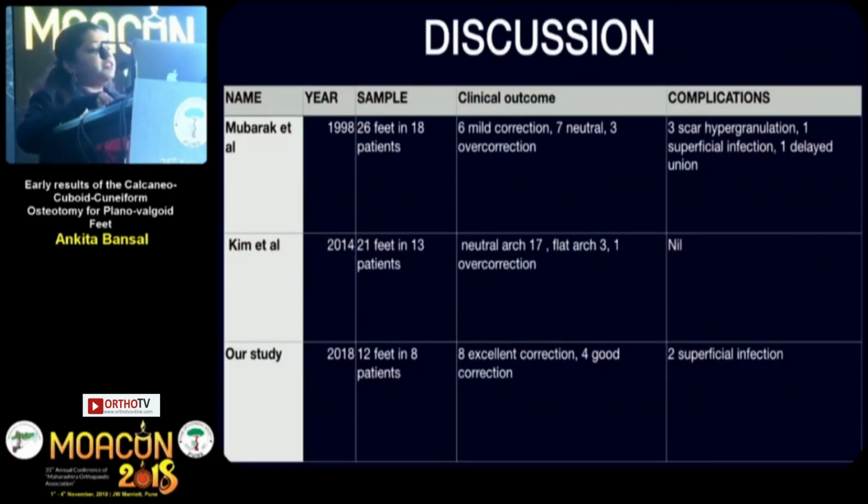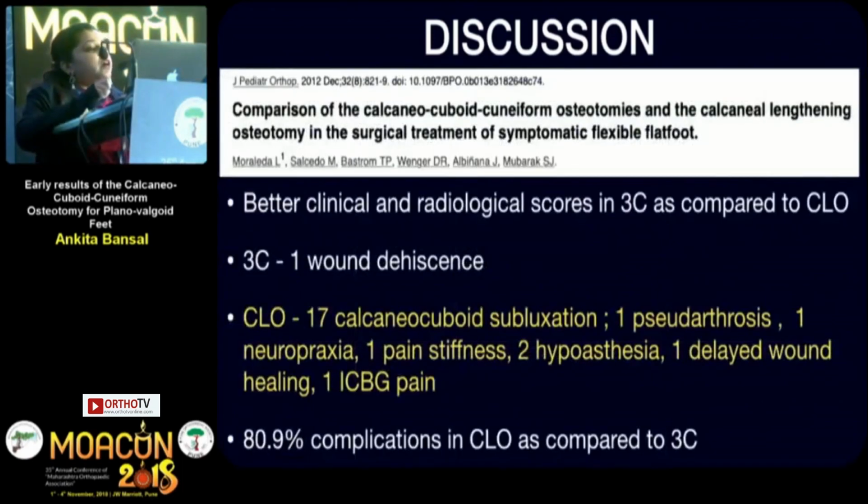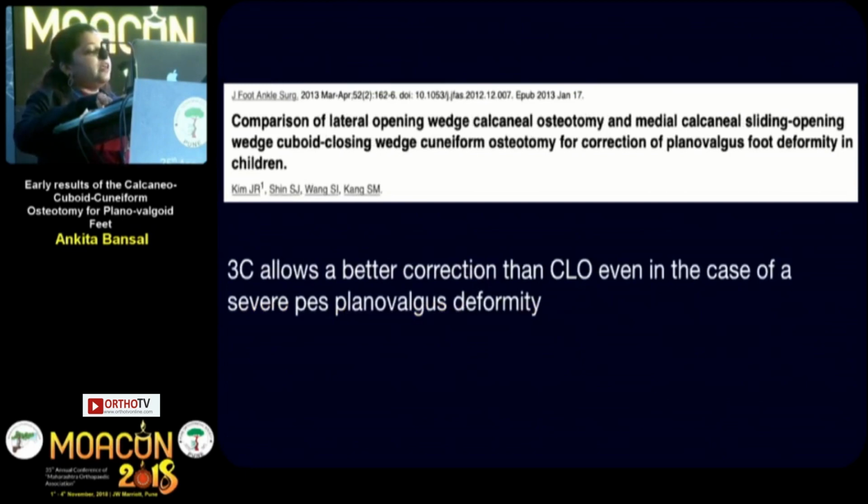in the literature, especially those described by Scott Mubarak himself and Kim, 1998 and 2014, and the rate of complications is also comparable. The other comparable study in this group is the calcaneal lengthening osteotomy, which is the traditional procedure as described by Mosca. However, Moradella in 2012 found that the CLO had 80.9% complications as compared to 3C. Similarly, another comparative study found that the 3C osteotomy allows for a better correction than the CLO, even in cases of severe pes planovalgus deformity.